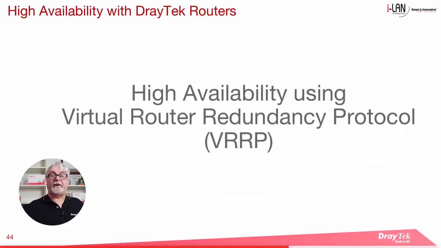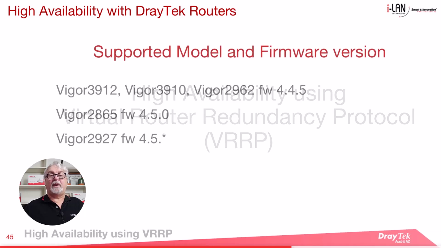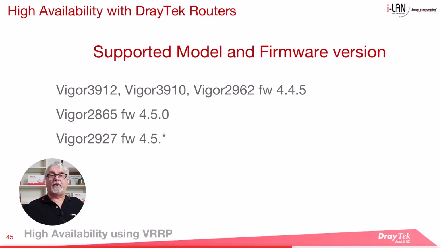Now let's look at a new feature added to DrayTek routers in the latest firmware, which is high availability using Virtual Router Redundancy Protocol, abbreviated to VRRP. It's available in firmware versions 4.5 and above in the Vigor 2865 and 2927 routers, and firmware version 4.4.5 and above in the Vigor 3912, 3910 and 2962 routers.